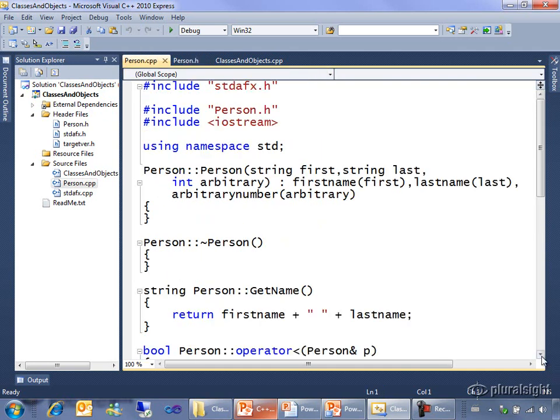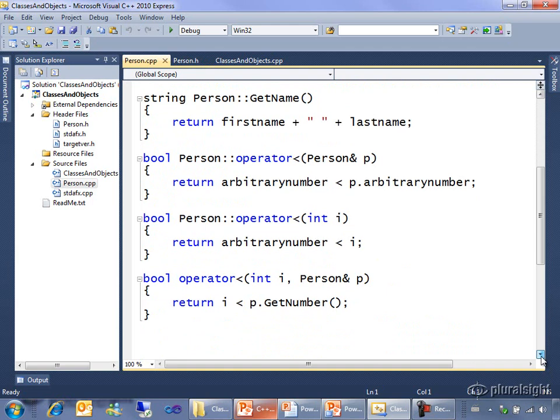We start with functions that you've seen before from the other demos using person. Let's come down here to the new ones. This operator less than is part of the person class. We call it by its full name, person::operator<, and it takes a person reference, and it just returns whether or not the arbitrary number of the person instance the method was called on, that is to say the guy before the operator, is less than the other guy's arbitrary number.